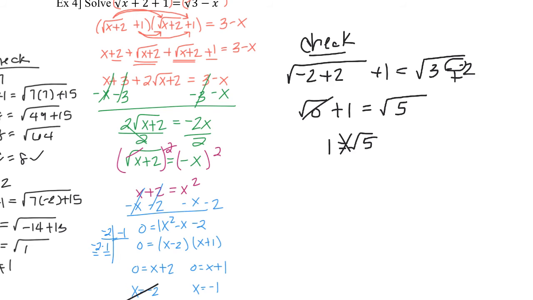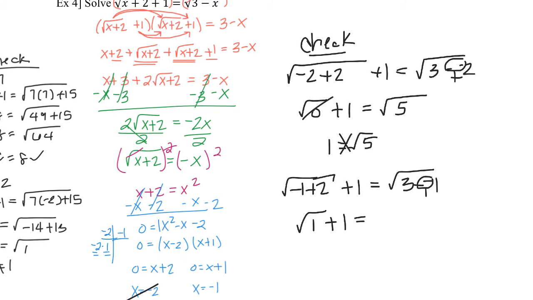So now we check the other solution. So we're going to have negative 1 plus the square root of negative 1 plus 2 equals the square root of 3 minus negative 1. So on the left, negative 1 plus 2 makes a 1. Then we have, again, a negative and a negative make an add. So 3 plus 1 is really 4. So the square root of 1 is 1. The square root of 4 is a 2. And 1 plus 1 makes 2. And 2 does equal 2. So x equals negative 1 is our solution.